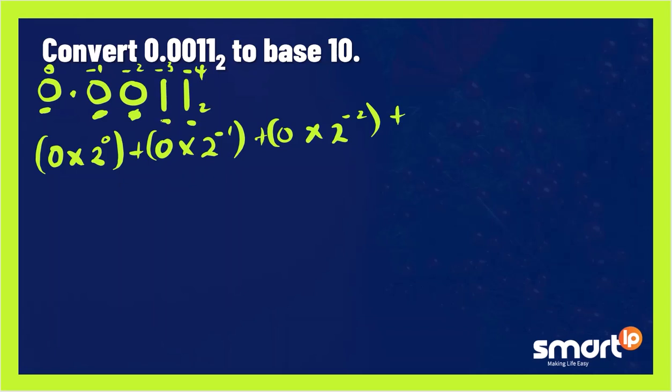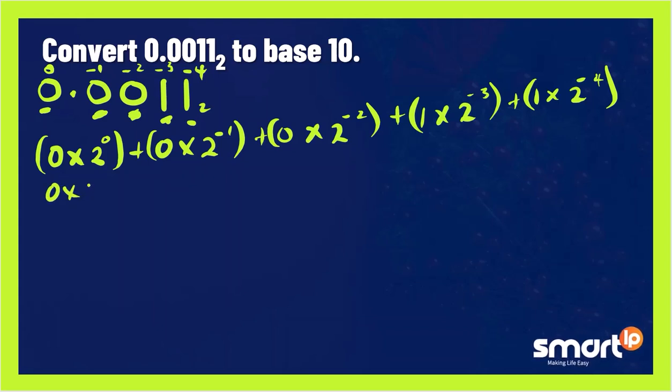Then after that, we have plus. So the next digit is this 1. So we have 1 times 2 raised to the power -3. Put that in bracket. Then plus 1 times 2 raised to the power -4. Put that in bracket. Great. So we have 0 times 2 raised to the power 0, and 2 raised to the power 0 is 1. So we have that. Plus 0 times 2 raised to the power -1 is 1 over 2.